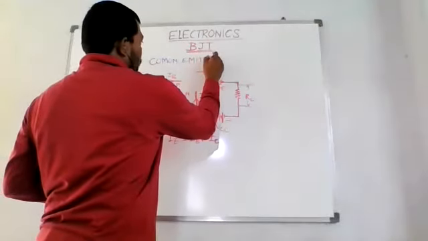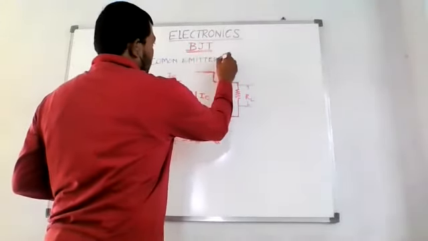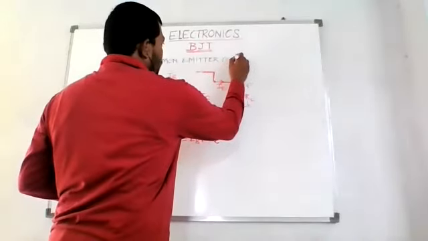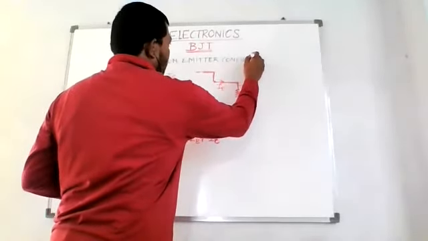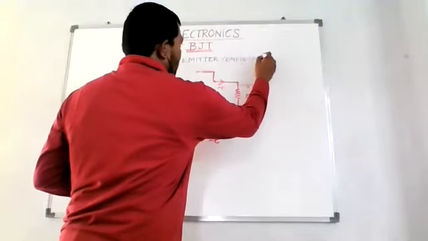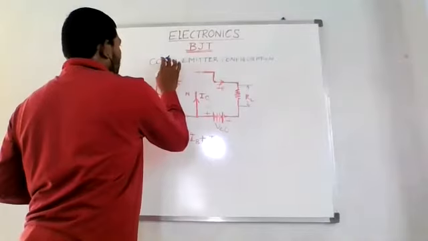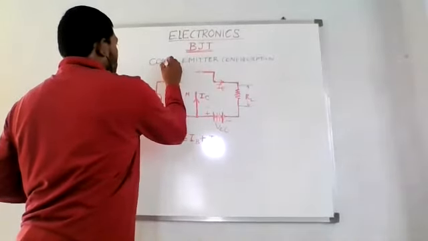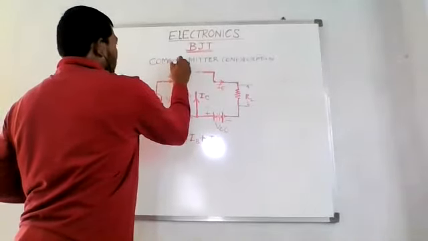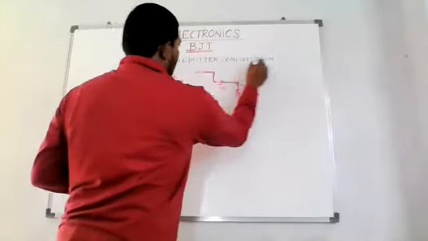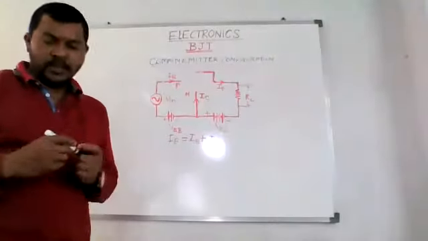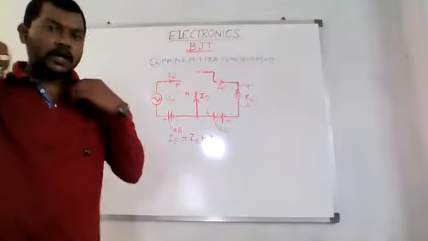I guess it is visible to you. Common emitter configuration, and how this works as an amplifier, right? So this is what we are expected to study today: the common emitter configuration, and how it is going to work as an amplifier.